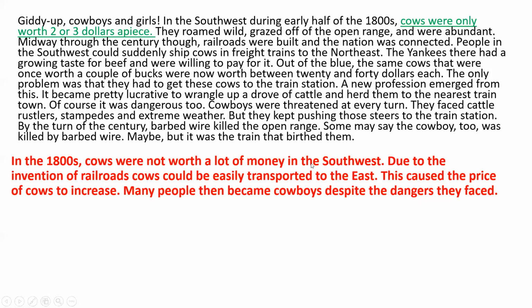And that's your summary, right? I asked you all for 5 sentences. It could be a little bit more than that. But this is basically it in a nutshell, right? So in the 1800s, cows were not worth a lot of money in the Southwest. Why? Due to the invention of railroads, cows could be easily transported to the east. This caused the price of cows to increase. Many people then became cowboys despite the dangers they faced. All right.